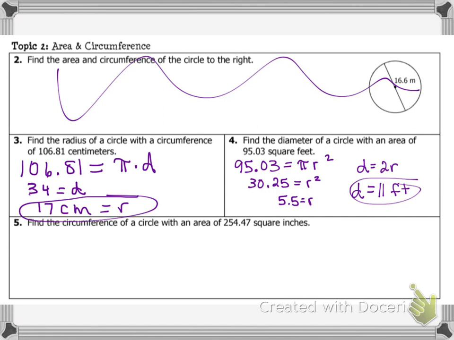Number 5, find the circumference of a circle with an area of 254.47 square inches. Okay, so that's my area. 254.47 is equal to pi r squared. Sounds like area to me. So we divide by pi, right?